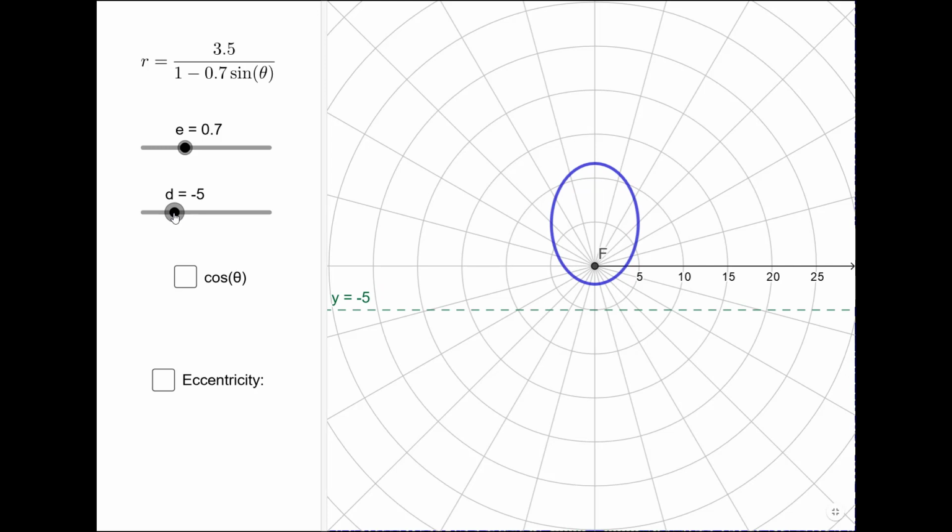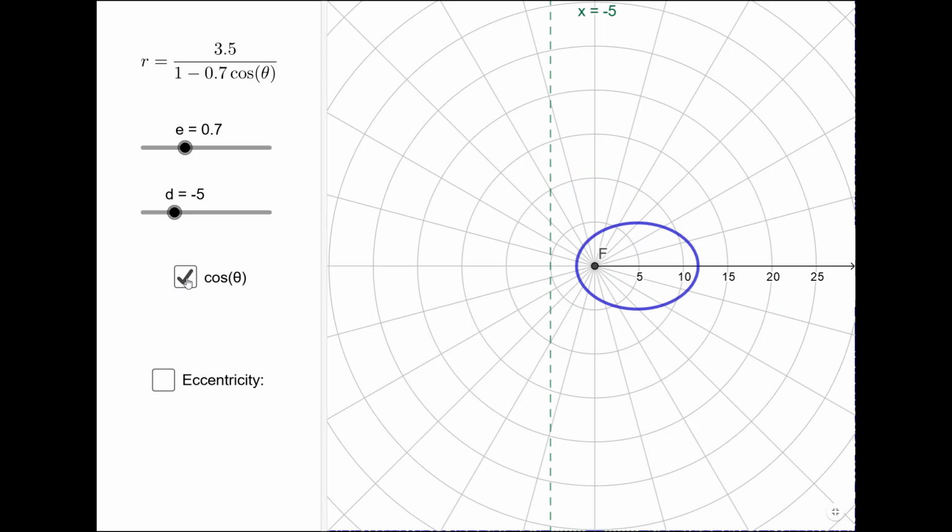So if the directrix is negative, that means you have a horizontal line, again, on the negative, y equals negative 5, which means the ellipse has to open up. It opens in the opposite direction. And so our equation is r equals 3.5, which is the 0.7 times 5. And then in the denominator, we have 1 minus 0.7 sine of theta. And again, because this is minus, that tells me the directrix is negative, and it tells me the graph opens upwards.